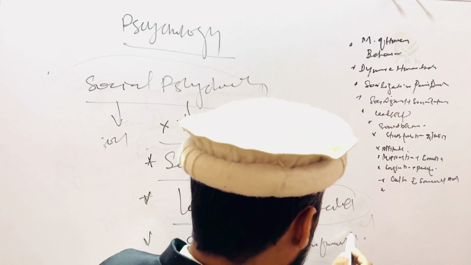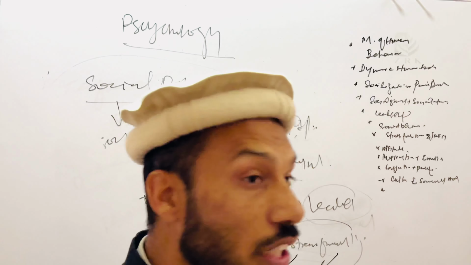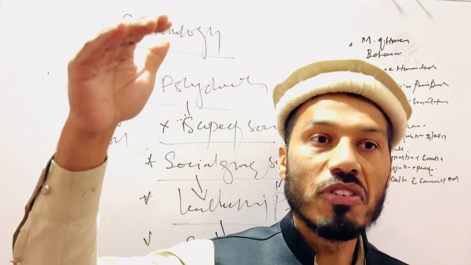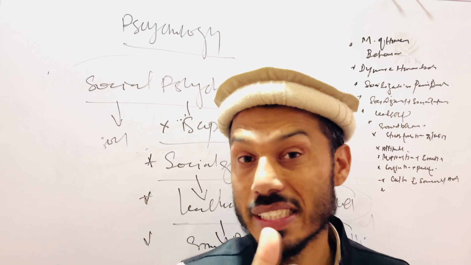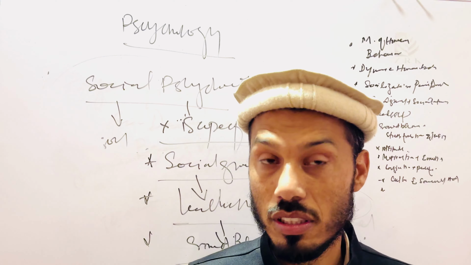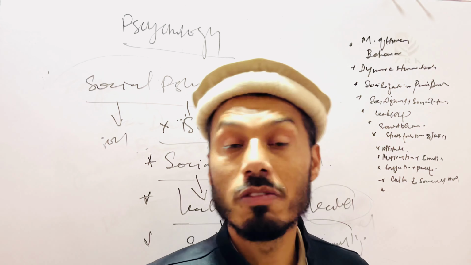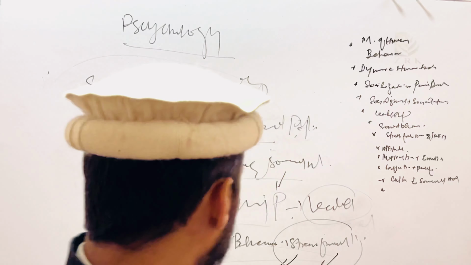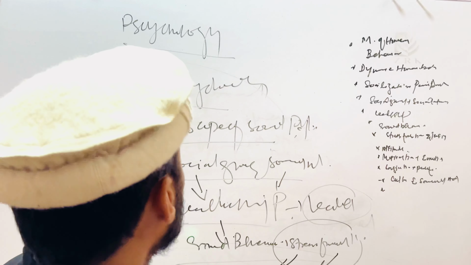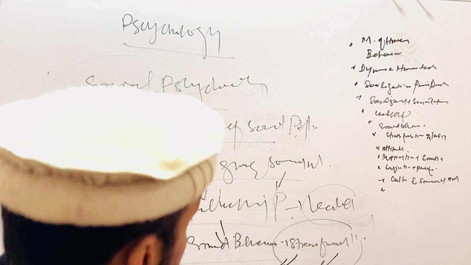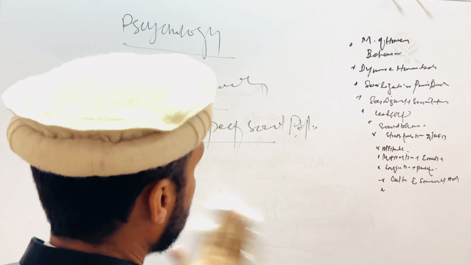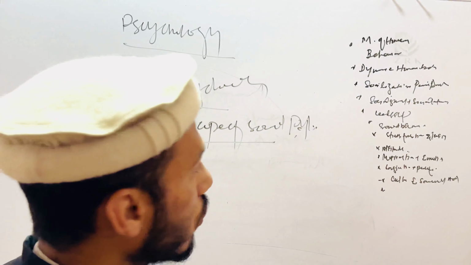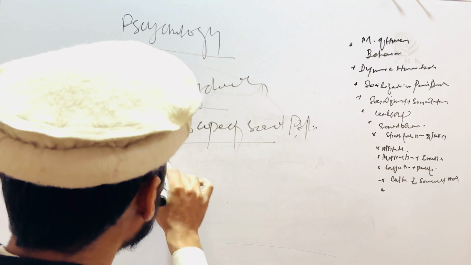And stress, frustration means the stress is at a high level. So this level of stress is called frustration. And tension is also a part of frustration and stress. So social psychology studies crowd behavior, stress, frustration, and tension. Another scope of social psychology is attitude.